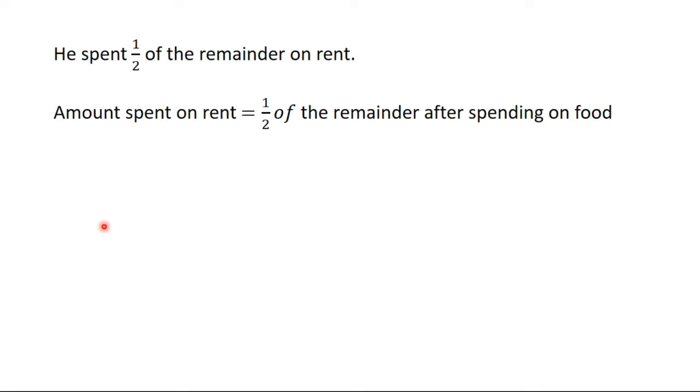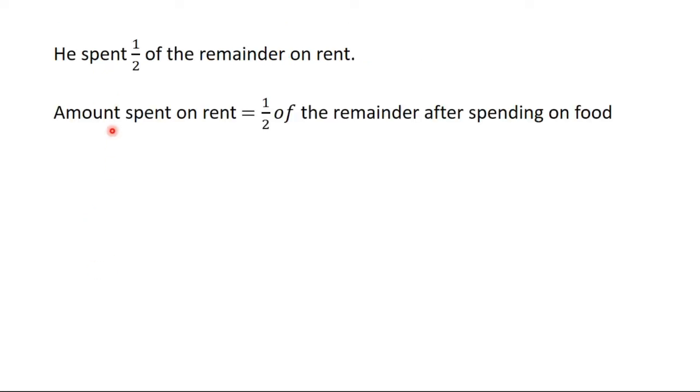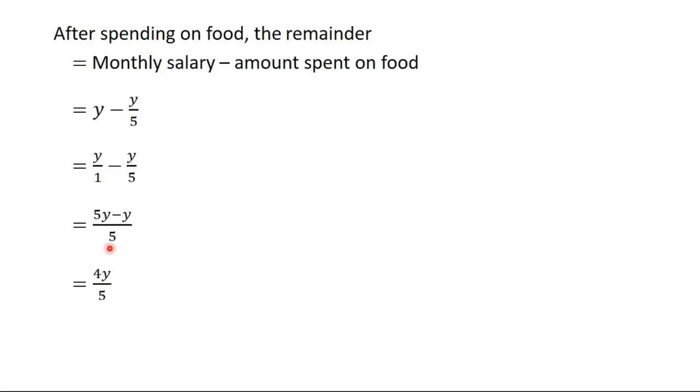Now the question went on to say that he spent 1/2 of the remainder on rent. What remainder? The remainder is the amount left after spending on food. Remember, he did not spend 1/2 of the monthly salary. He spent 1/2 of the remainder. The remainder in this case is the amount left after spending on food.